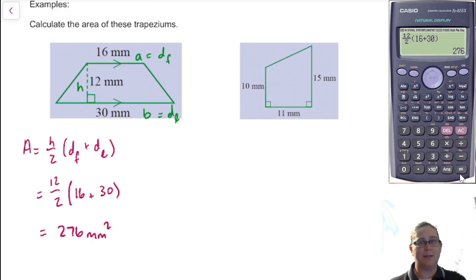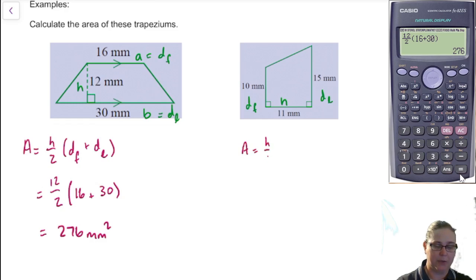Okay, let's do our other example here. Same basic idea. We have h, we have DF, and we have DL. If you need to, label your diagram so that you know what numbers you're going to pull out for what parts of your formula. Otherwise, you may mix yourself up and use one of your numbers twice, one of your numbers not at all, or accidentally use the wrong height number. Whatever you need to do to help yourself out, you do it. So if that includes labeling bits and pieces like we've just done, do so.